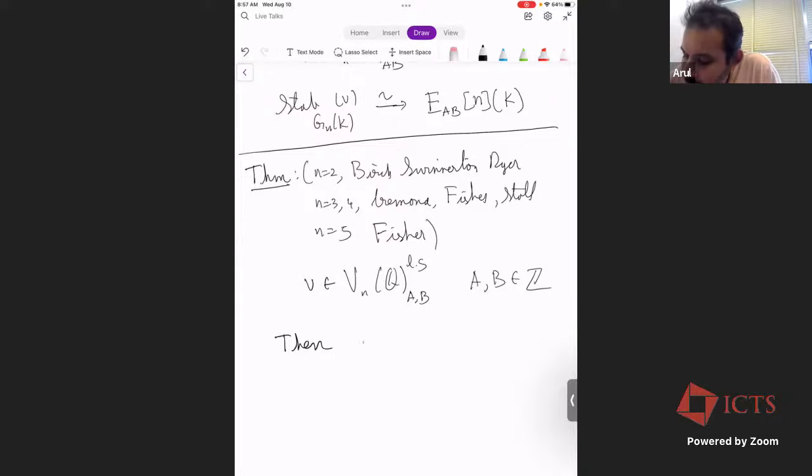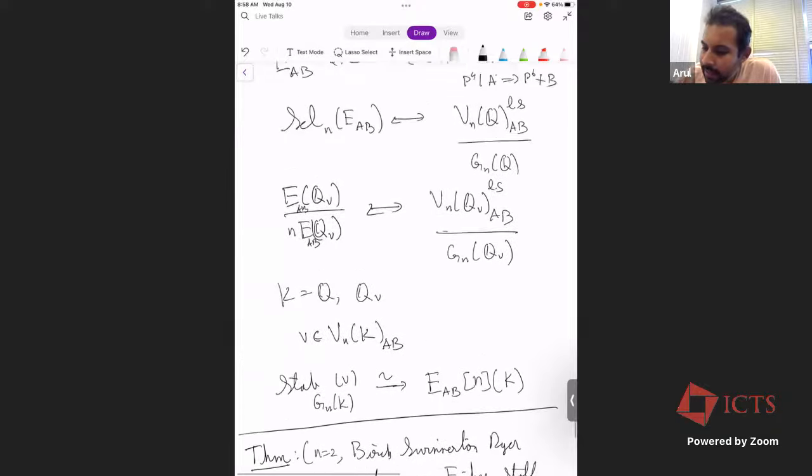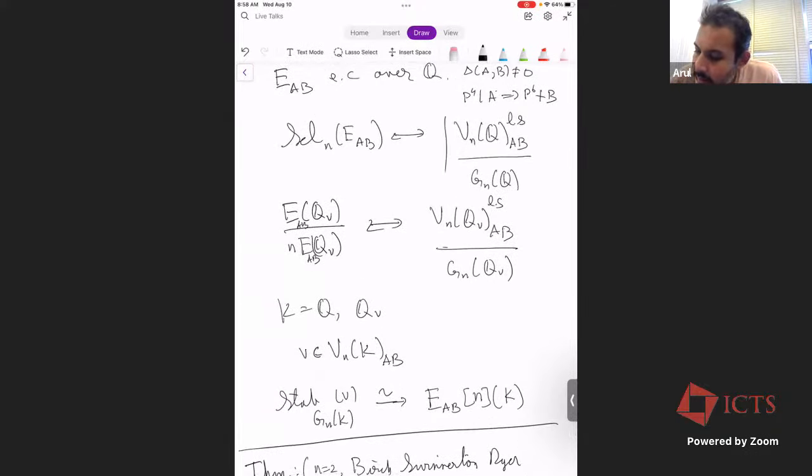then the Q orbit of V has an integral point. The Q orbit of V is always going to have an integral point, which means when we are studying this thing, we don't have to look inside all of V and Q. It suffices to focus our attention on V and Z.